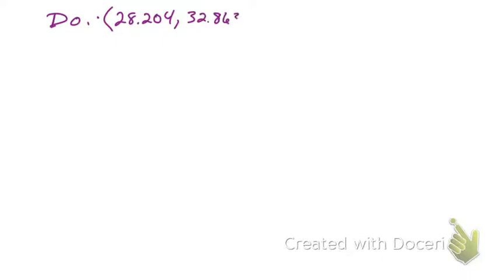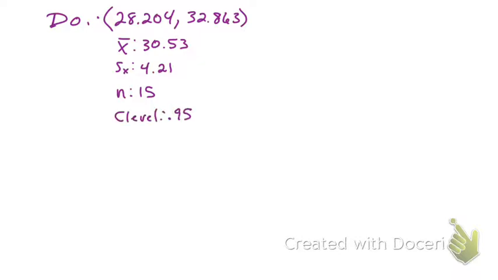28.204 to 32.863. Okay, now, because it wasn't given to us in the problem, and even if it was, we would need to rewrite it anyway, we do want to go ahead and write down what the x bar and the s sub x were in this section. So what was x bar? 30.53. Yep. S sub x? 4.21. Okay, and our sample size n was 15, and our C level was 0.95.